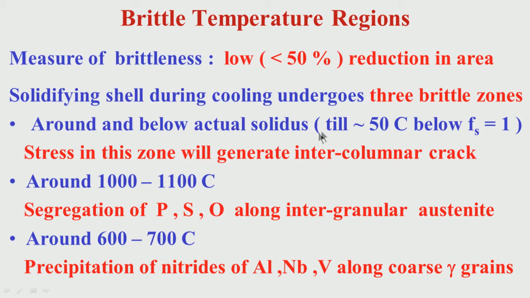At the actual solidus, the reduction area is 0, because this is what we call the nil ductility temperature. That means the reduction area will be 0, it is still brittle. As the temperature comes down from the solidus as you are cooling, till about 50 degrees centigrade, ductility is low, less than 50% reduction area. Therefore, around and below the actual solidus, till 50 degrees centigrade below, is the brittle temperature region.